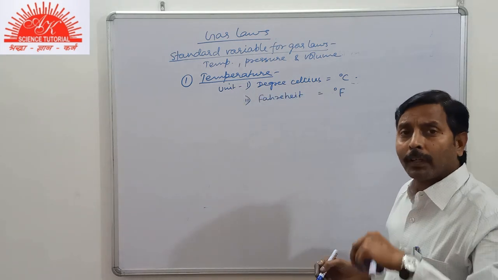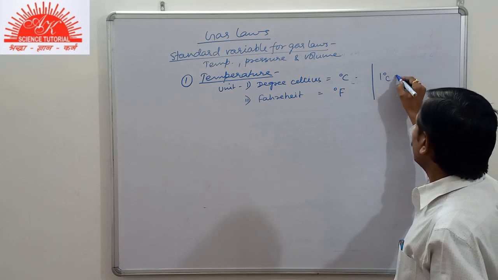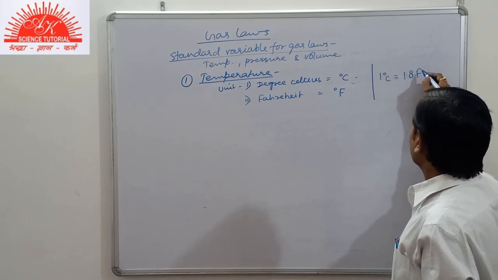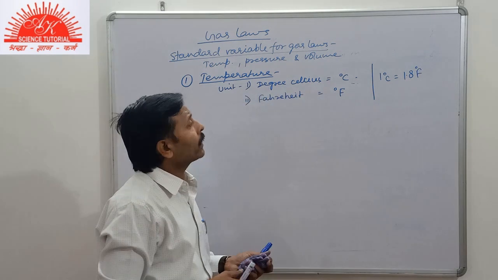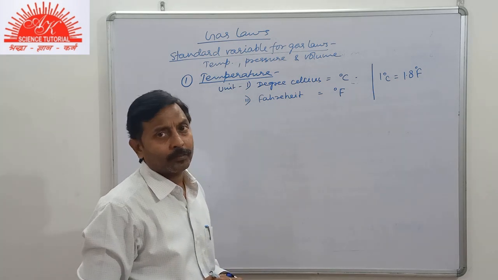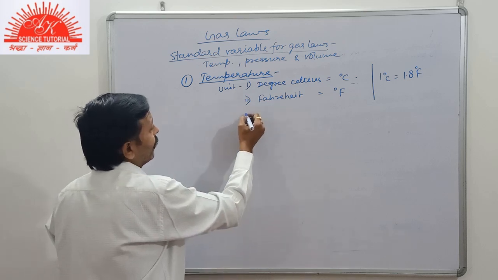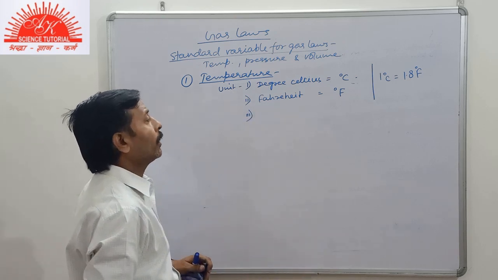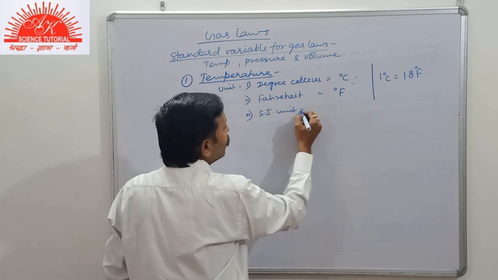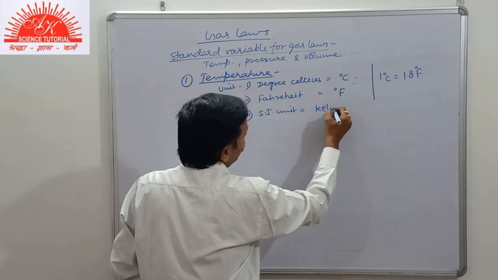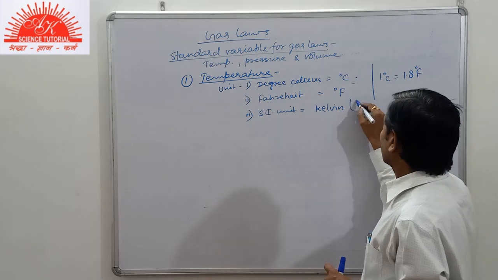Although conversion is not needed in this chapter, it must be known to you for your knowledge that 1 degree Celsius is equal to 1.8 degree Fahrenheit. We will study it in more detail in higher classes. Third, the SI unit of temperature is Kelvin.